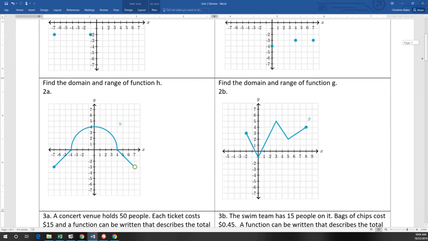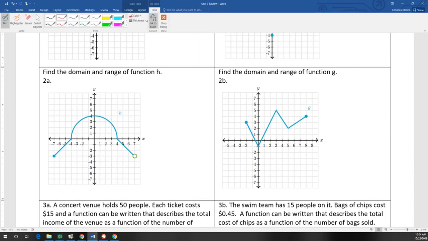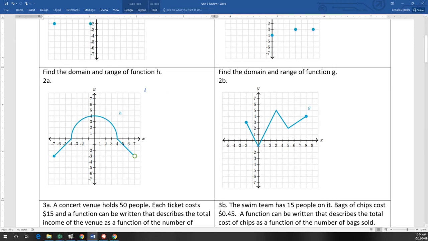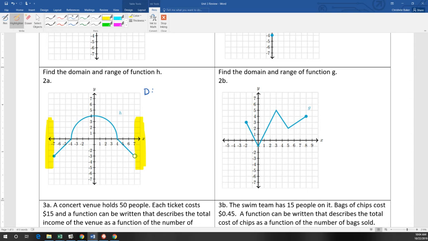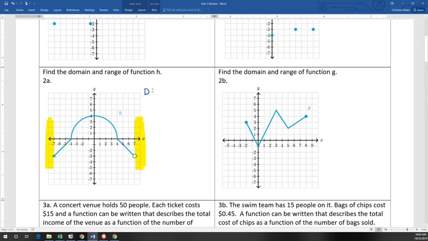So number 2 is different because these are continuous. So for domain, I'm going to use inequalities. So I am looking at how low does it go, how high does it go. So my graph is going to start at -7 and end at +7. But we can see that -7 has a closed circle and +7 has an open circle. So I'm going to show that by using my inequality symbols of closed circle and open circle.